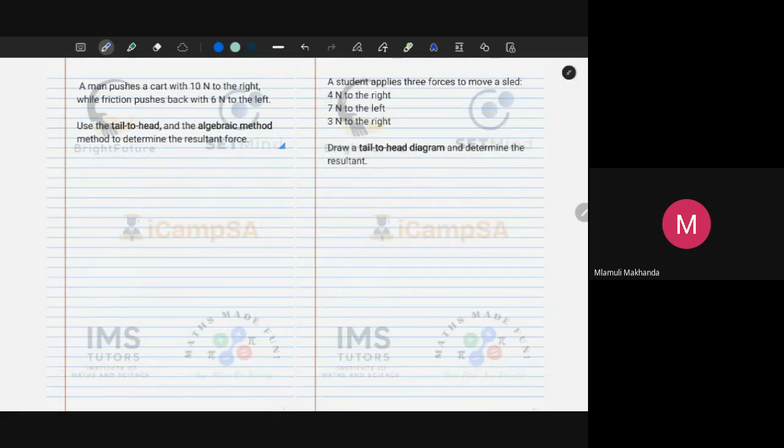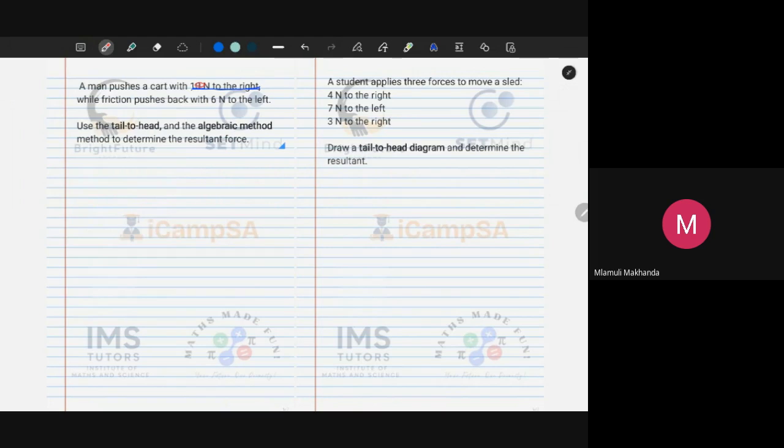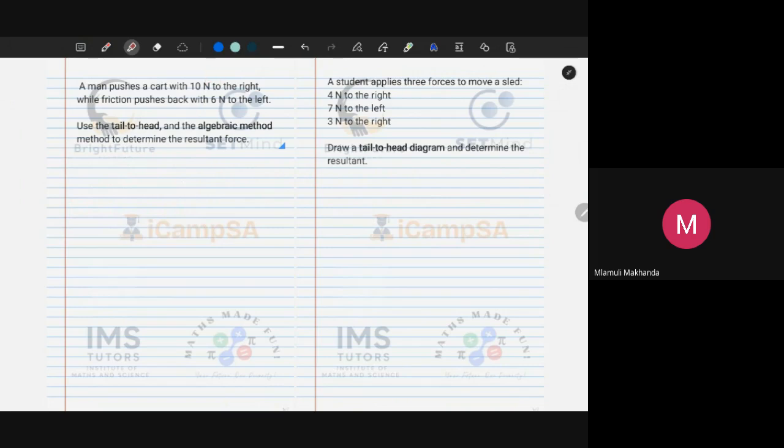We have a man who pushes a cart with 10 newtons to the right. You see a vector is always specified using a direction. 10 newtons, that's the magnitude, to the right, that's the direction. You never just specify it by magnitude and not direction. If you do that, what you're saying is that it is a scalar and not a vector. So always keep that in mind. As soon as you see to the right, to the left, just know you're dealing with vectors.